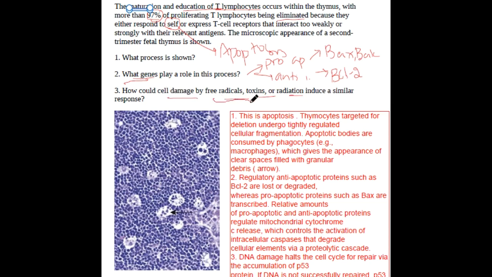How could cell damage by free radicals, toxins and radiation provide a similar damage response? Cell damage by radiation and toxins also triggers apoptosis, so the damage response is similar. Whenever there is any injury, the cell tries to repair itself. If it cannot repair itself, it undergoes apoptosis.